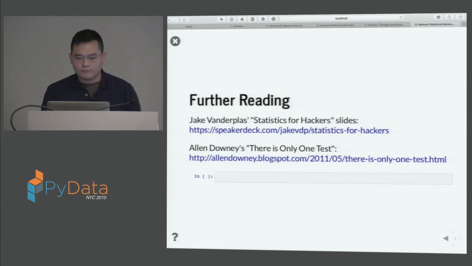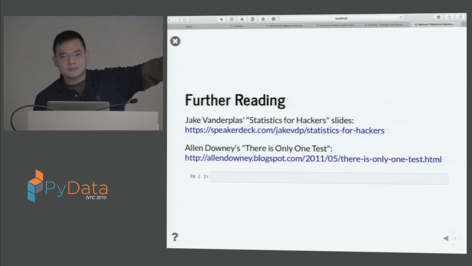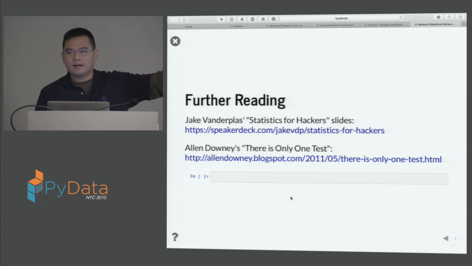Just to give you a few more references, a lot of this was inspired by this set of slides and this blog post. So please go up there and check it out.